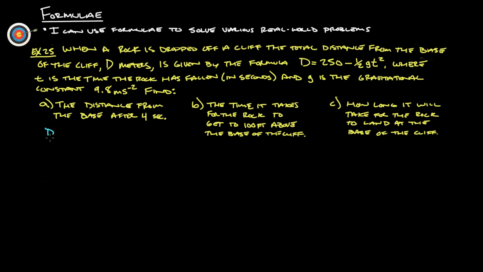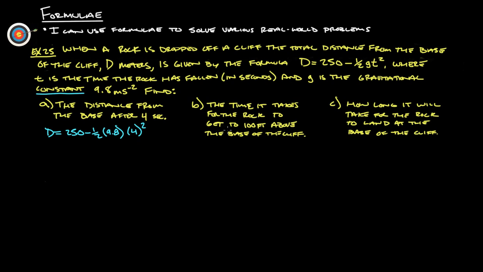So we've got d, distance, is going to be 250 minus 1/2. And they say that g is the gravitational constant. The keyword in here is constant, so it's always 9.8 meters per second squared. So we're going to just do 1/2 of 9.8, and then that's the gravitational pull, times t squared. In this case, t is going to be 4 squared. Okay, so all we need to do is figure out what that is.